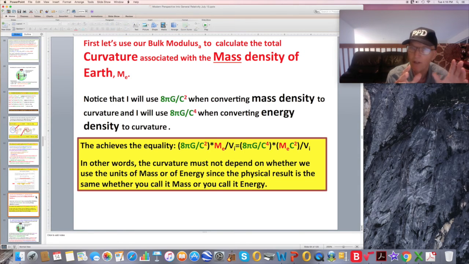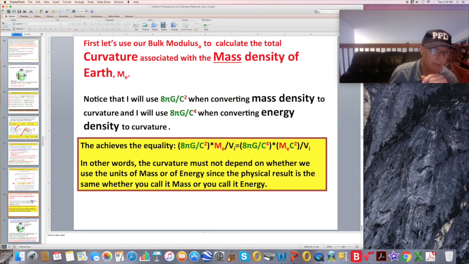Because when you're talking about the curvature of the Earth, you don't give a hoot whether you talk about the Earth mass or the Earth energy. It's the same Earth and it has the same curvature. So you have to adjust for the units, because what the Earth does to space doesn't depend on whether you call what the Earth has mass or energy, because it's the same darn thing, just two different names.